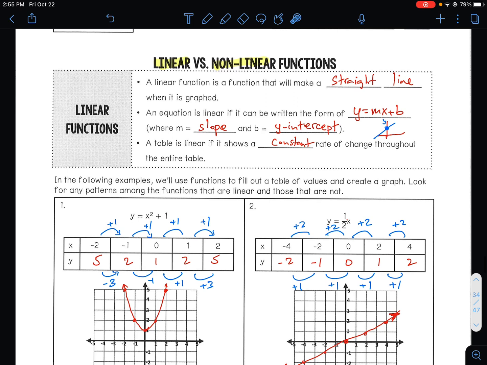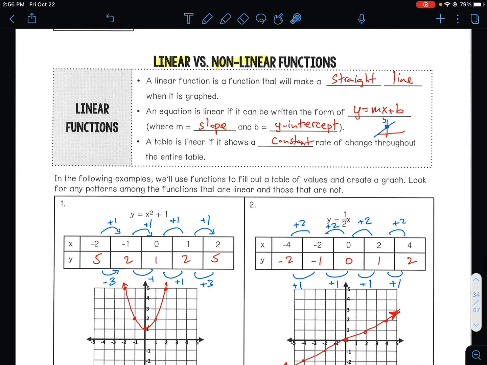For tables, you should look at the rate of change. And if the rate of change is constant, like -3 to 1, if it's all -3 to 1, then you're good. But this goes from -3/1 to -1/1, which does not equal the same thing. This one, 1/2, 1/2, 1/2, 1/2. You sometimes may see 2/4, but 2/4 means 1/2, so it is constant.